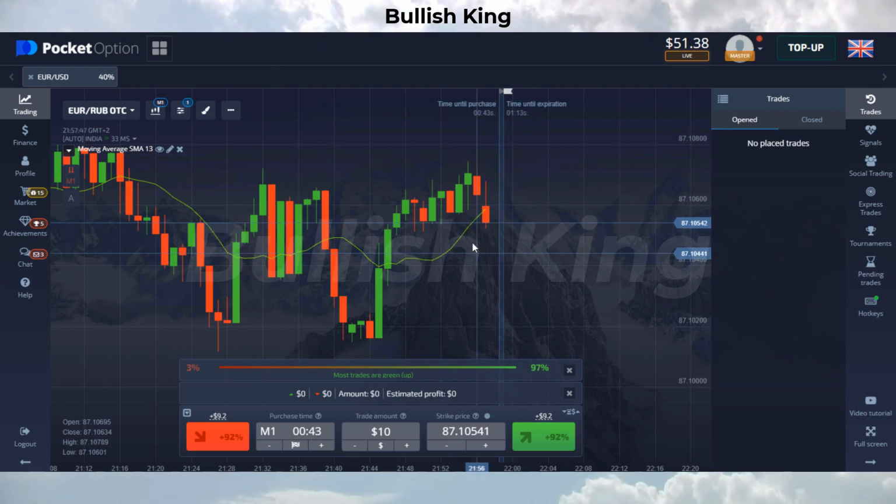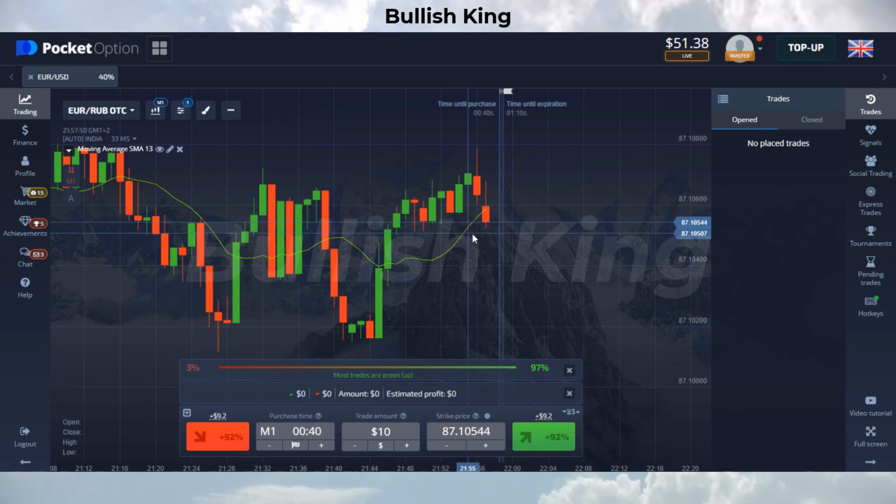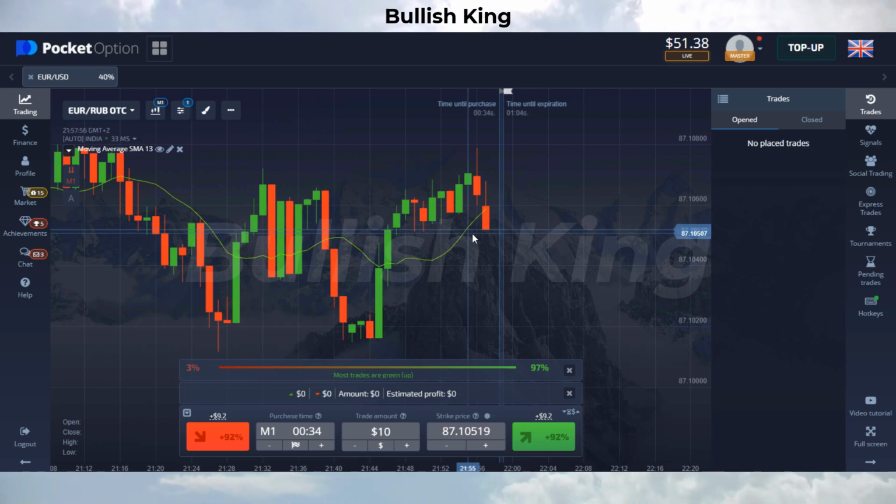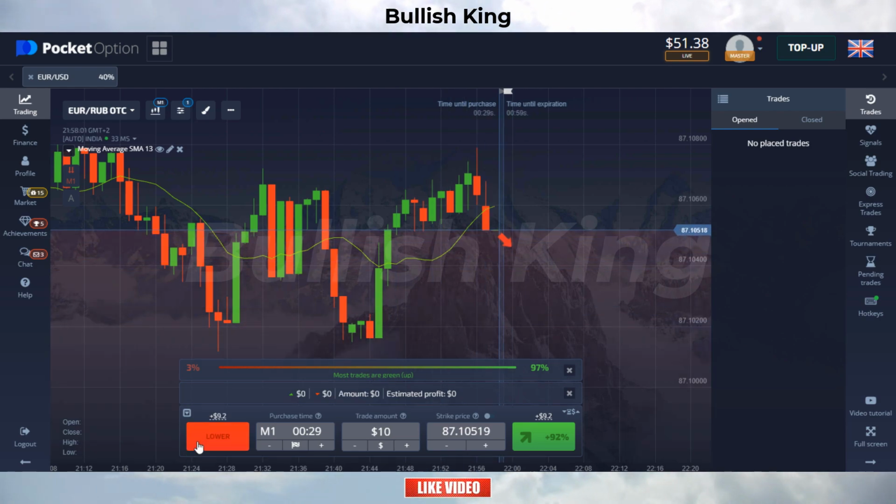For buying a trade, if the candle breaks moving average 13 in the upward direction, we have to place a buy trade. For selling a trade, if the candle breaks moving average 13 in the downward direction, we have to place a sell trade.